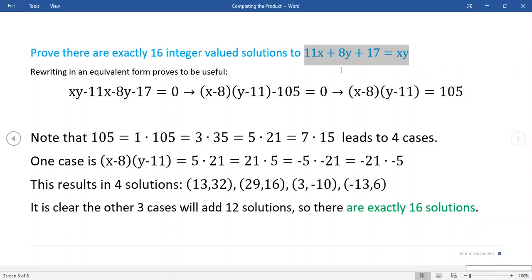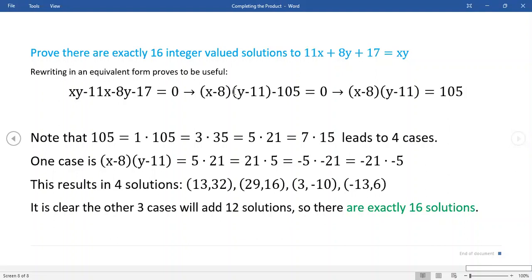It's kind of like completing the square, but some people call it completing the product. If you'll notice what we do right here, I recopied this in an equivalent form. I just brought everything over. It's usually a good idea to get 0 on one side of the equation. We know that we need the terms minus 11x and minus 8y, so we ensure that happens right here.